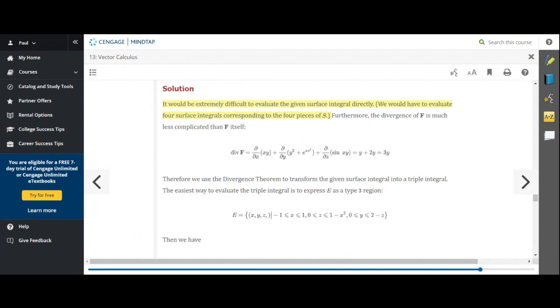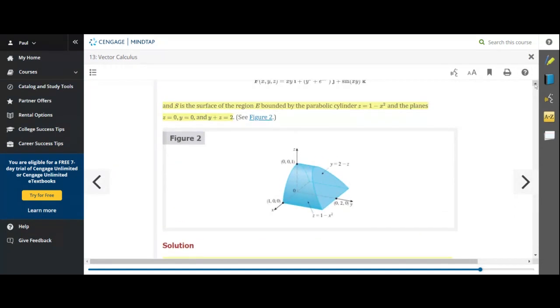Okay, and so now, of course, we have the divergence. It equals 3 times y. Okay, and that's fine. But now, the one thing we have to get, of course, are limits. We have to get our limits for this triple integral. So I want you to take a moment. Well, let me ask you this.